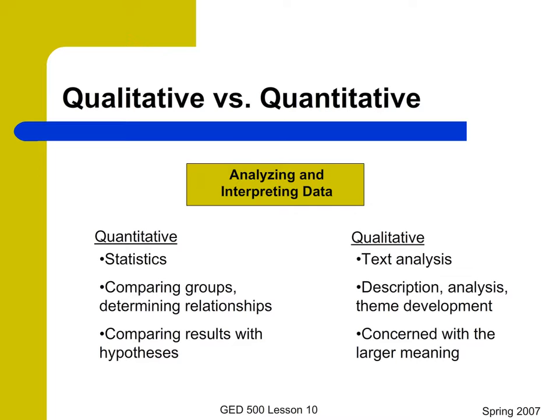So you have to be engaged in description, analysis, and theme development. Just like I asked you to do for your lit review, you come up with themes based on what you're finding from the literature. And when you do your own data analysis for qualitative, you're actually creating your own themes based on what the participants in your study said. So really, qualitative is concerned with the larger meaning. What is the bigger picture? What is the larger meaning of what you're gathering through your data?